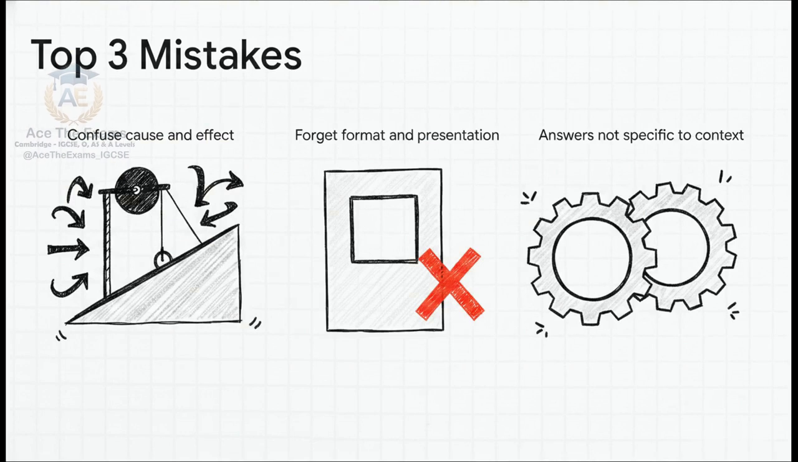Number 1, confusing cause and effect. Students constantly mix up which force is driving the system and which is resisting, especially when dealing with inclined plane pulley problems, where gravity and friction are both at play. Number 2, forgetting to check format in presentation. Leaving off your units or failing to state the direction of acceleration when asked for a vector will absolutely cost you silly marks. And number 3, providing generic answers that aren't specific to the context.